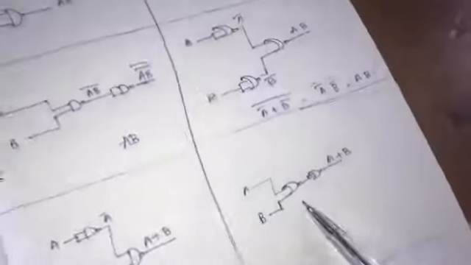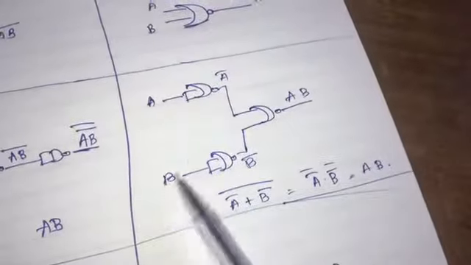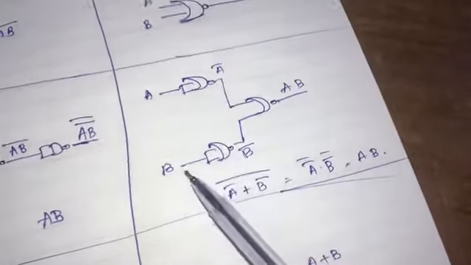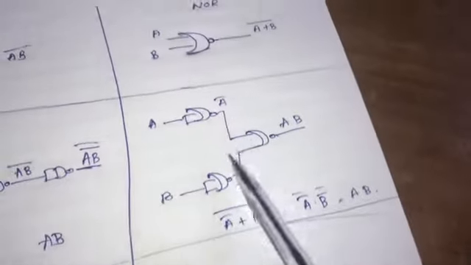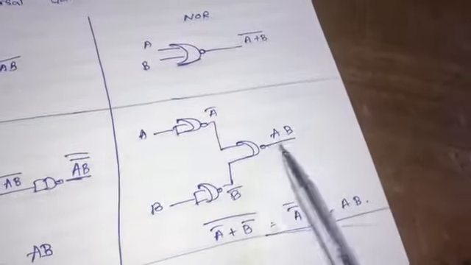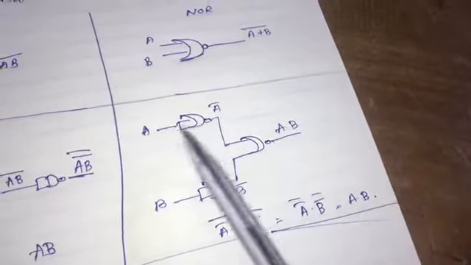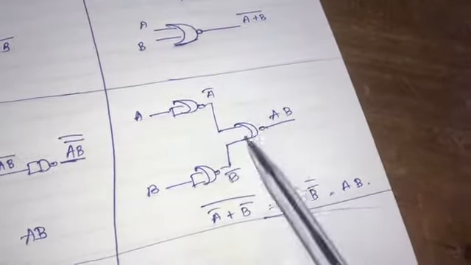But if you're taking NOR and you want to make AND, you send all the variables separately through the gate and then you combine them, right? See, you send it separately through the gate and then you combine it with another gate. The same thing here.